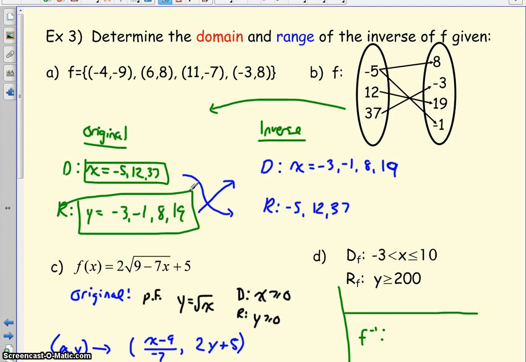For the inverse, the domain and range will interchange. So for my inverse, the y values from the original range become the x values for the domain of my inverse. So x is equal to negative 3, negative 1, 8, and 19.